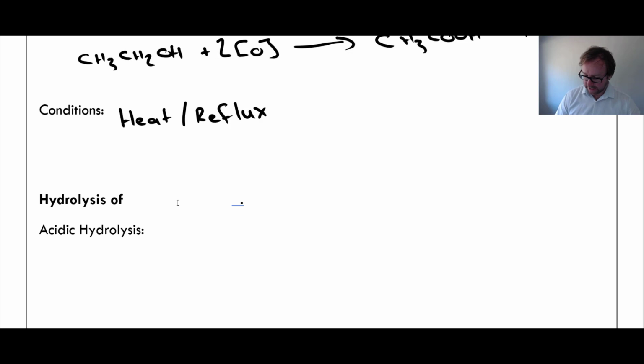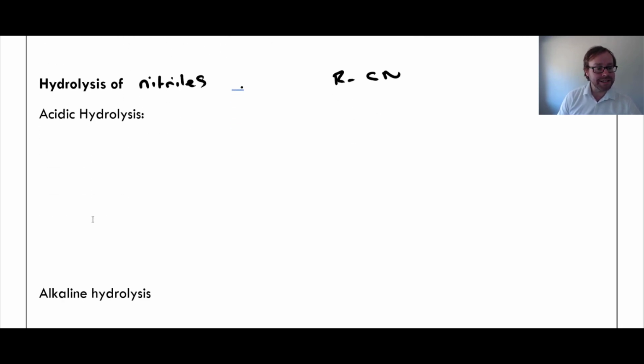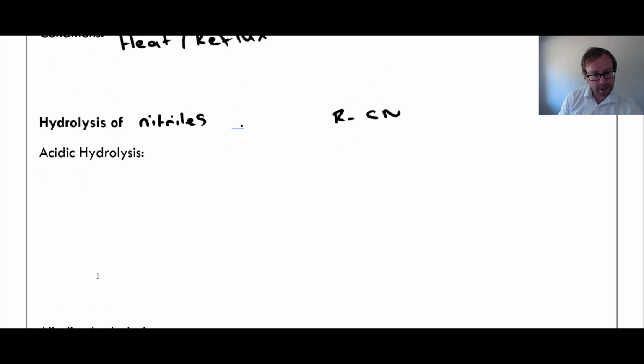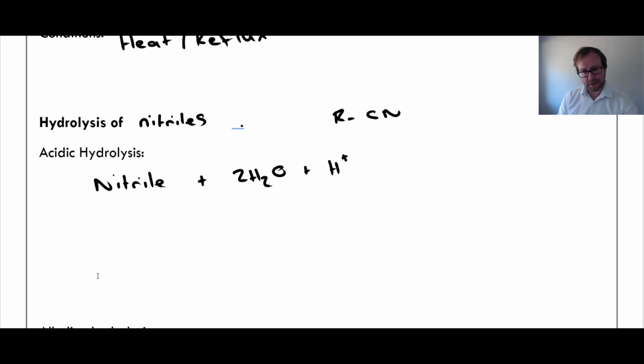Okay, next one is the hydrolysis of nitriles. So nitriles have the general formula RCN. They have a CN, and it's usually at the end. And we can have acidic and we can have alkaline hydrolysis. Okay, so my general equation for forming a carboxylic acid from a nitrile in acidic conditions is this.